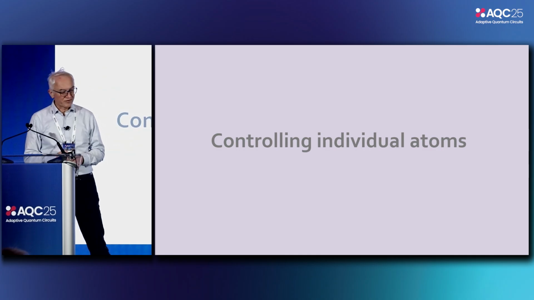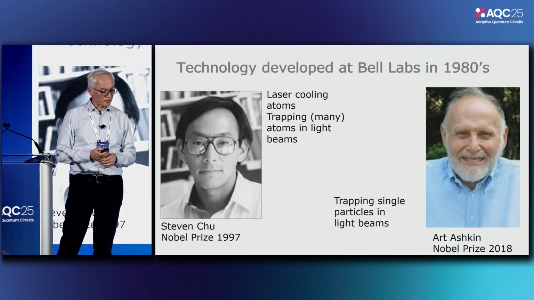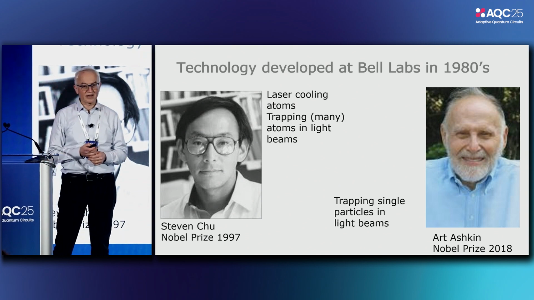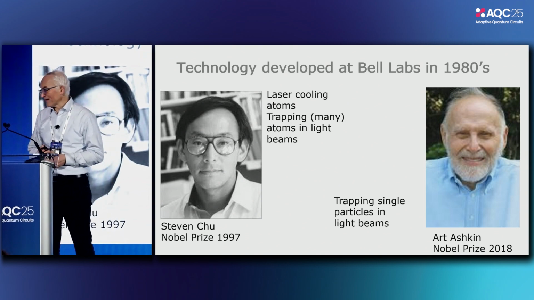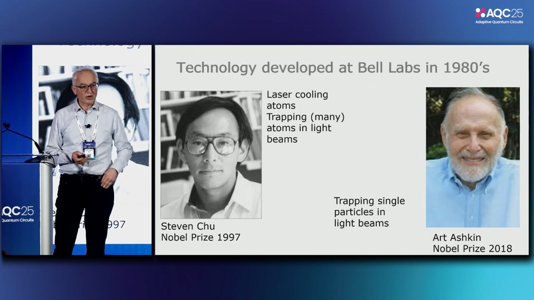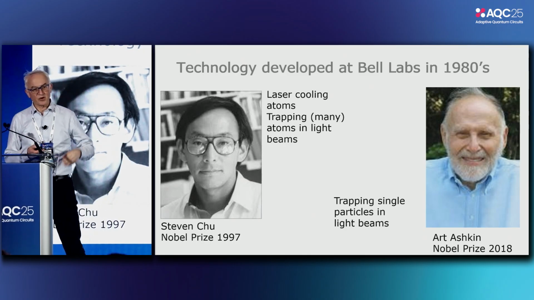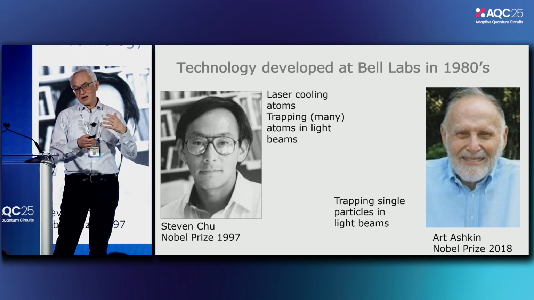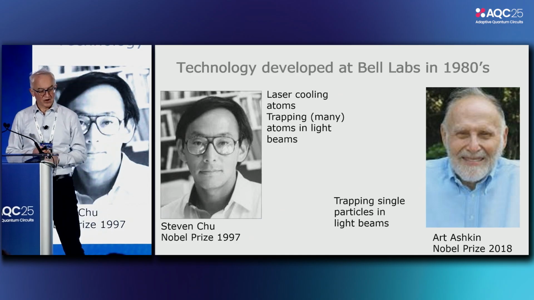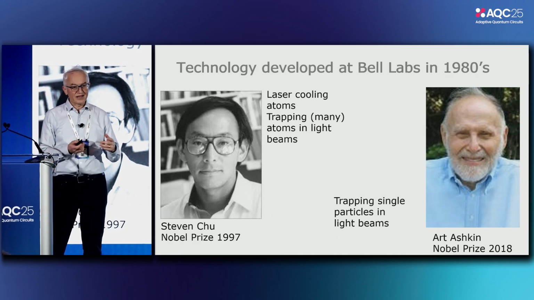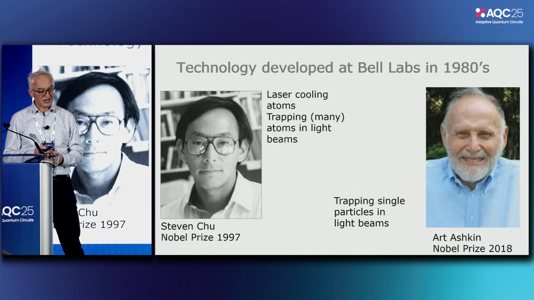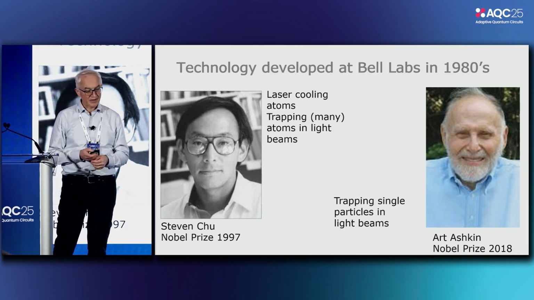So how do you control individual atoms? This actually goes back, almost 30 years ago now, to work done at Bell Labs. Art Ashkin at the time, who received the Nobel Prize in 2018, was thinking about using laser beams and succeeding at using laser beams to trap particles, say in water, biological particles. And Steve Chu, inspired by that, used optical traps, focused laser beams to trap atoms.